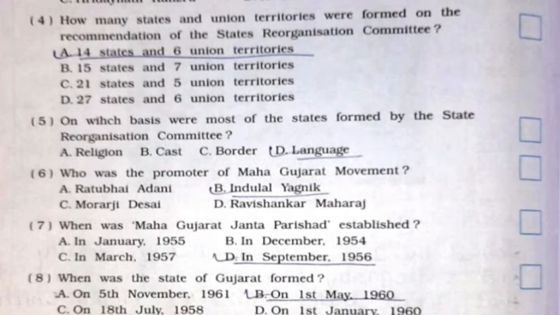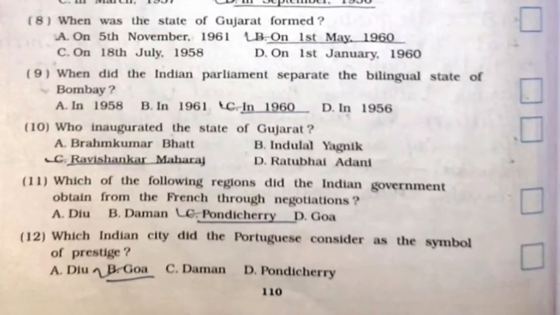Sixth one, who was the promoter of Maha-Gujarat movement? It's option number B, Indulal Yagnik. Seventh, when was Maha-Gujarat Janta Parishad established? It's option number D, in September 1956. Eighth one, when was the state of Gujarat formed? It's option number B, on 1st May 1960.